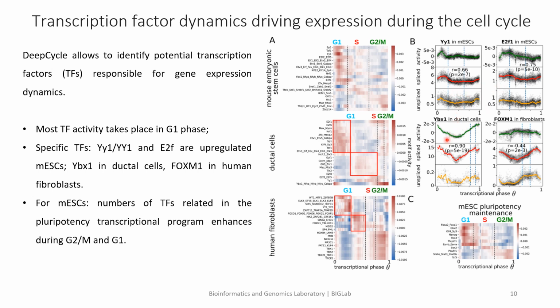The authors found a very high correlation between the YBX1 mRNA level and the activity of its motif, where both constantly increase from G1 to M phase. YBX1 is known to positively regulate the G1 and G2 M phase of the cell cycle.